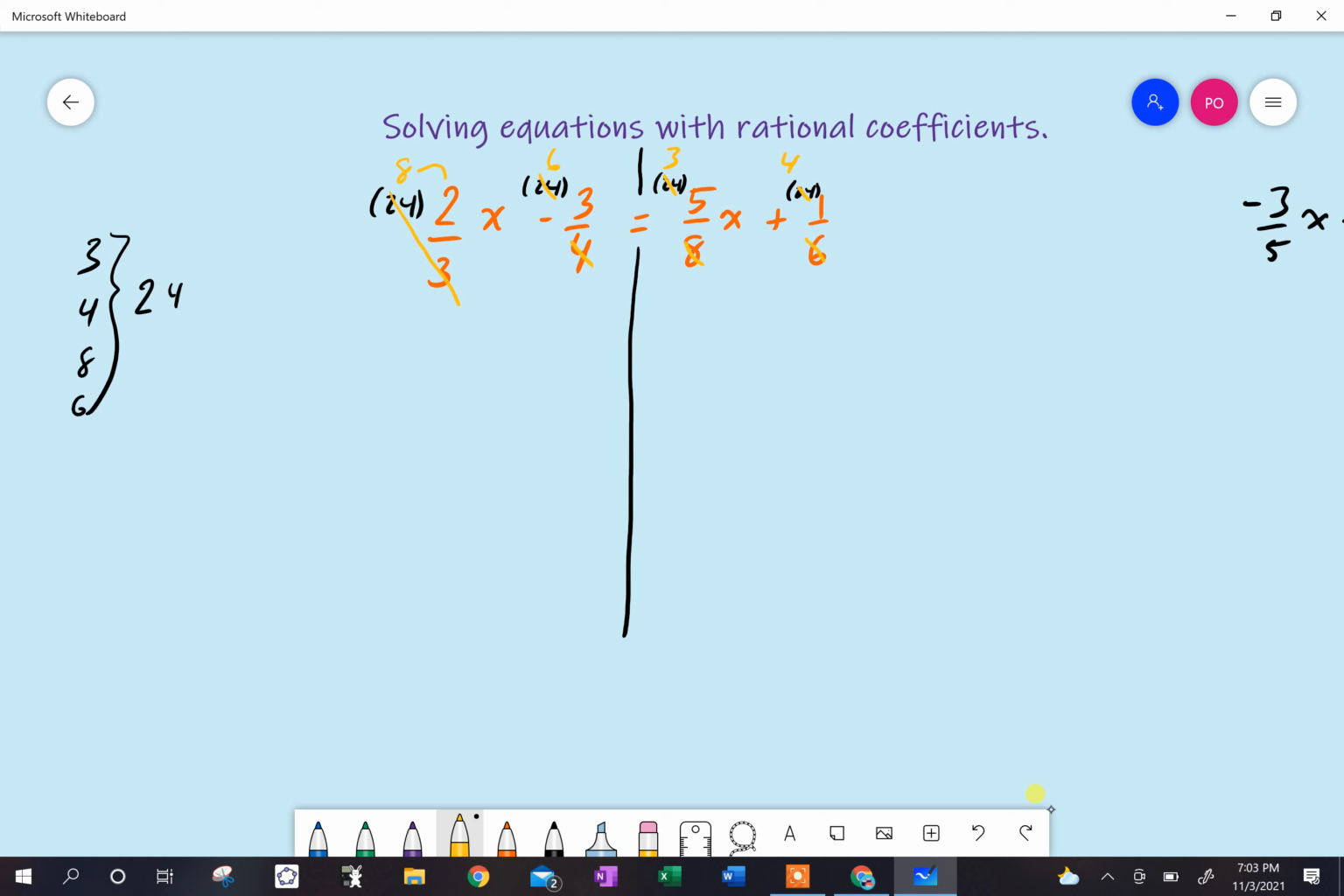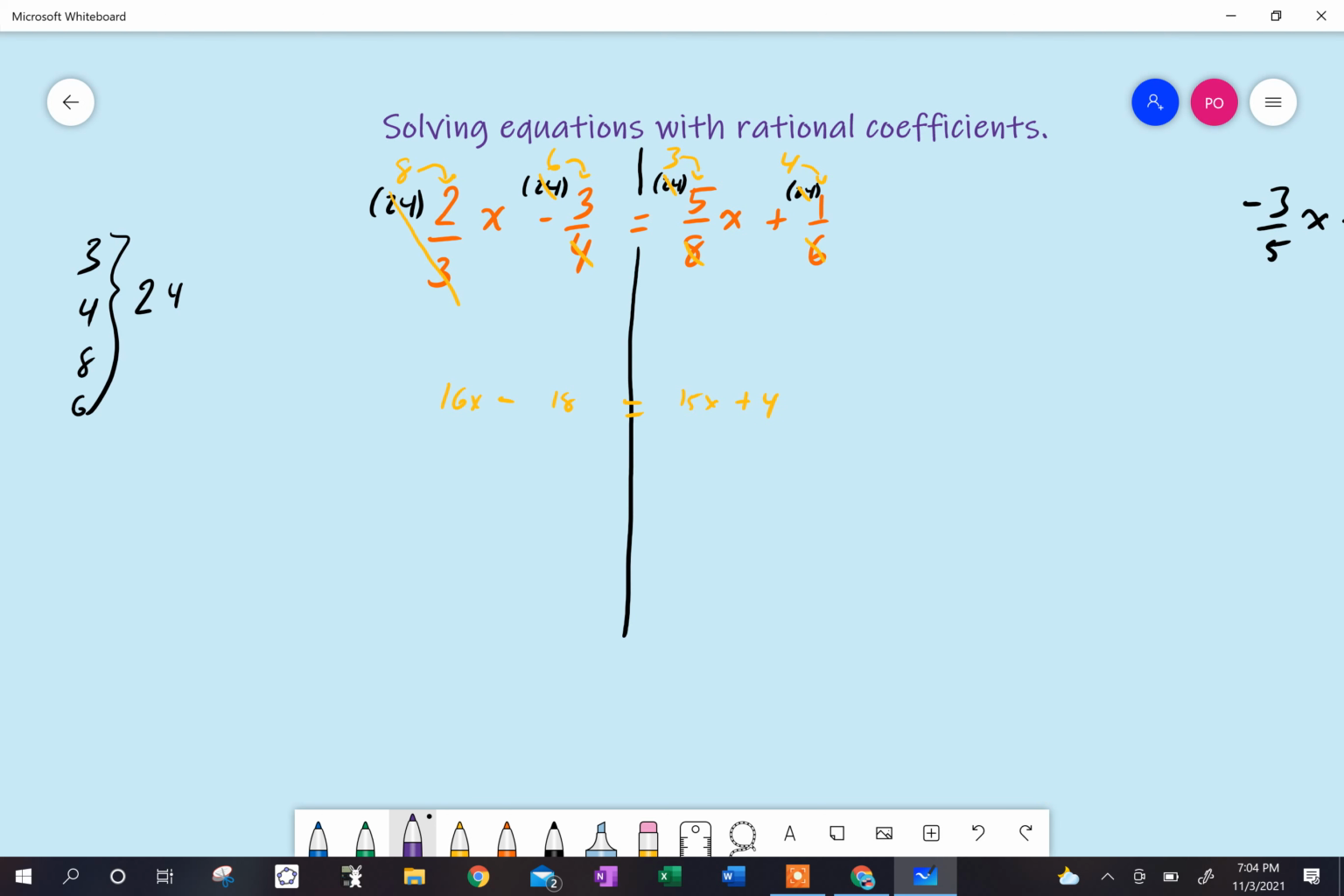And now I'm going to multiply. 8 times 2x gives me 16x. Minus, you have to keep your sign. 16x minus 6 times 3 is now 18. 3 times 5x is now 15x. And 4 times 1 is plus 4.